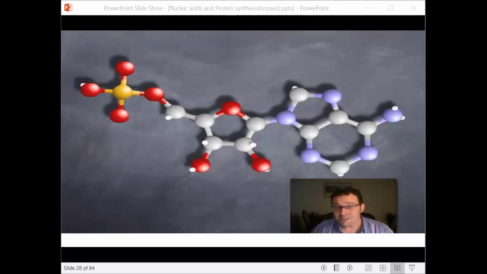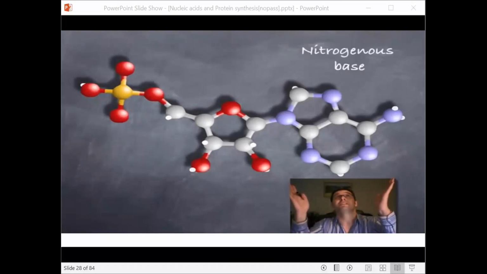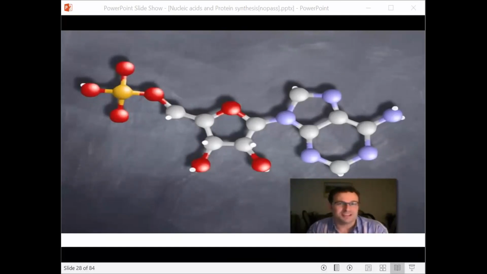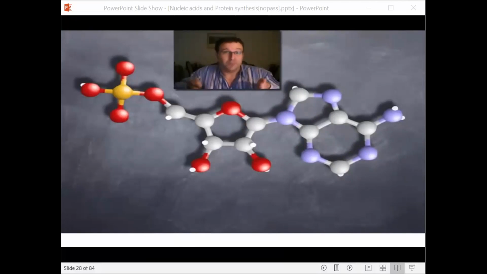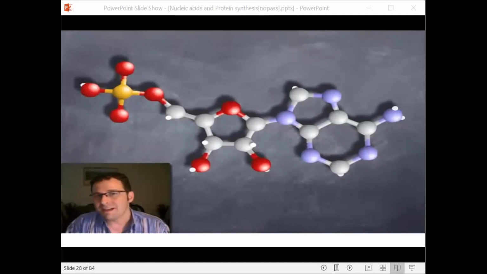And then in addition to that, there's a nitrogen-containing base. The silver bits in this particular model that we're looking at here are representing carbon, and the little white bits are hydrogen, but they're probably less important. So the nitrogen-containing base, the phosphorus in the phosphate, and then down here in the middle, we've got our 5-carbon sugar.